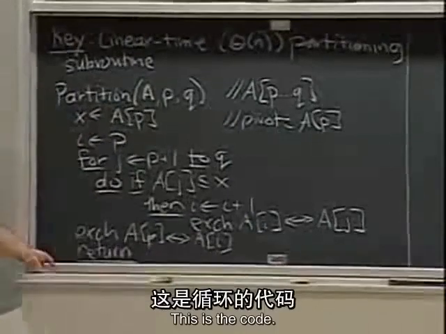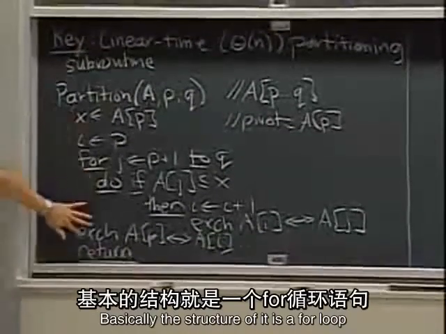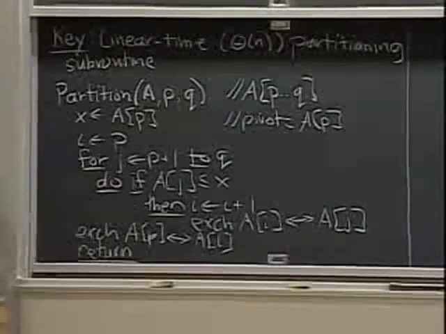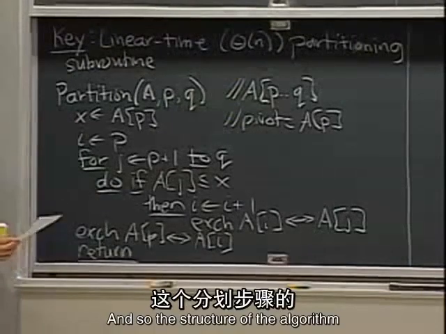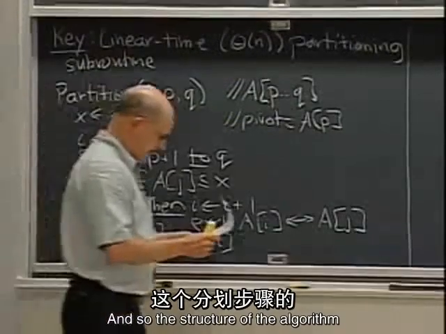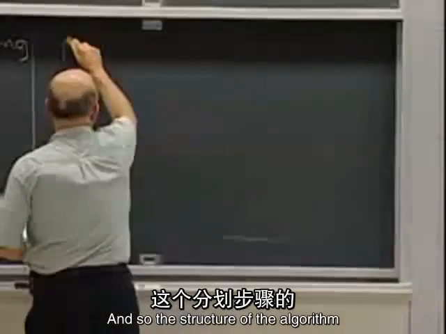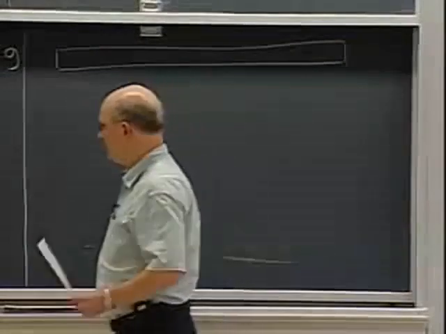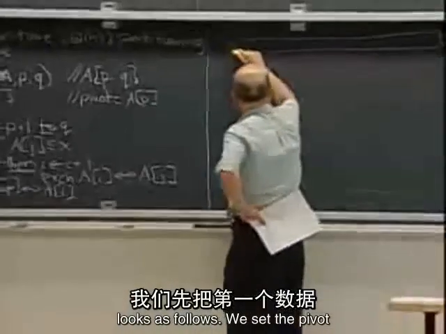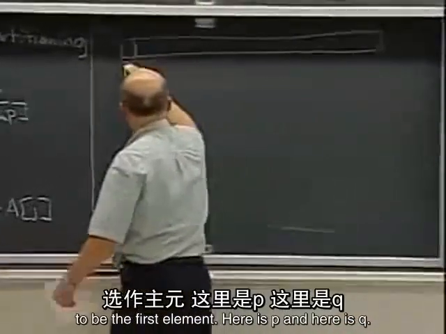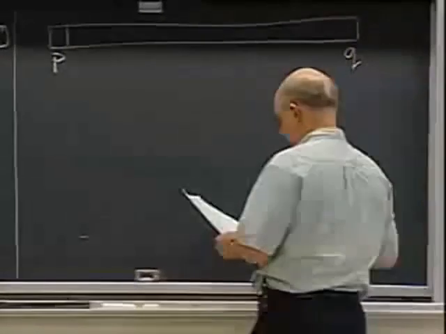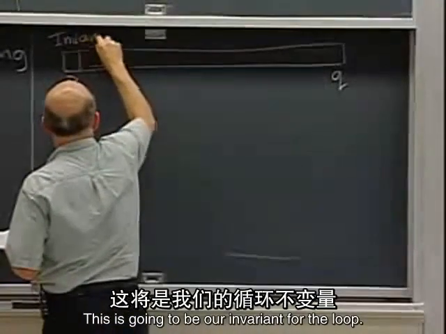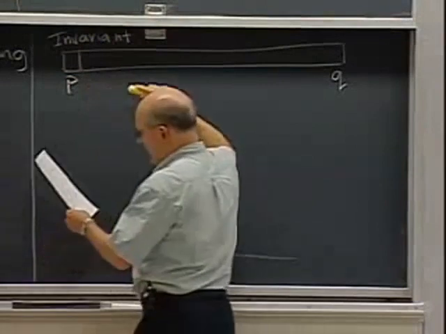Okay, so this is the code. So basically the structure of it is a for loop with an if statement in the middle. And so the structure of the algorithm of this partitioning step looks as follows. We set the pivot to be the first element. So here's P, and here's Q. Okay, so this is going to be our invariant for the loop.